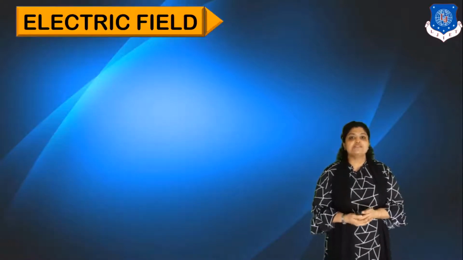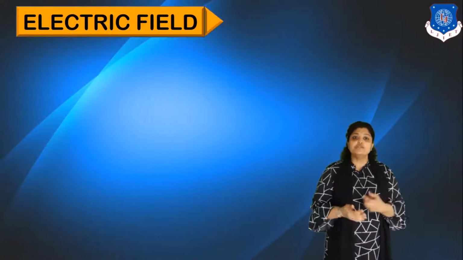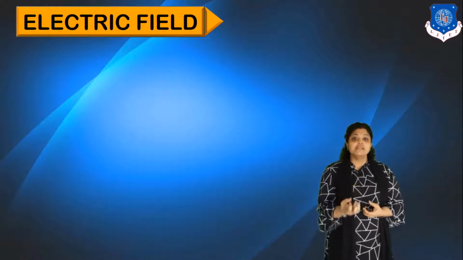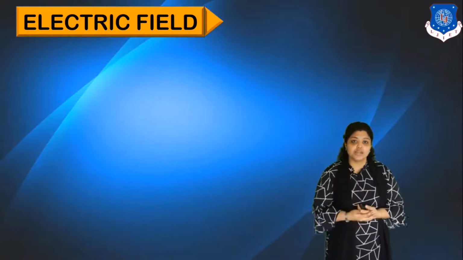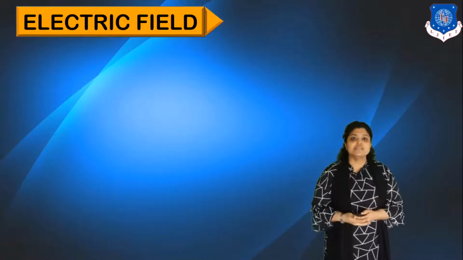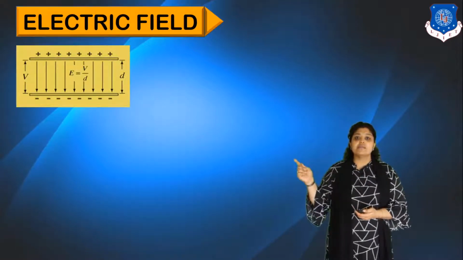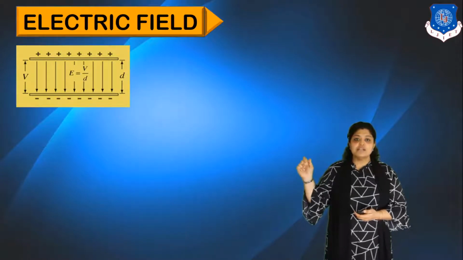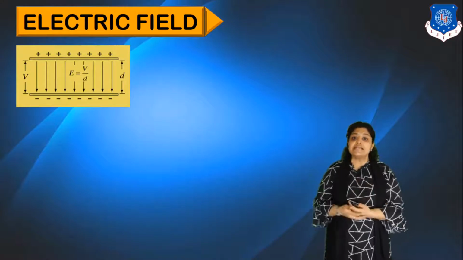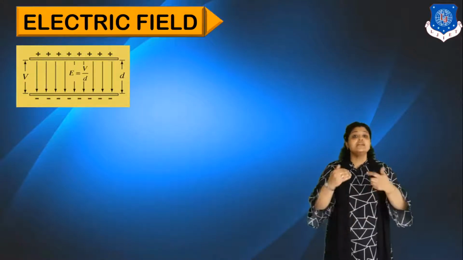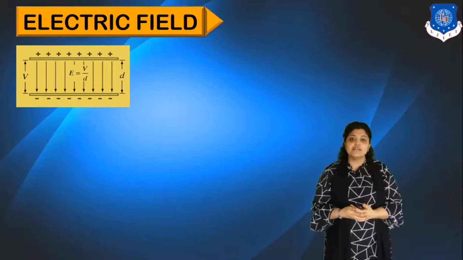Next comes electric field. Now, electric field can be explained in one or two different ways. A very common method to explain electric field is that it is the area surrounding a charged body. But the definition we are going to discuss in this particular chapter is based on this diagram. You can see in the diagram that the upper plate is positively charged, that is, it is at a higher potential, and the lower plate is negatively charged, which means it is at a lower potential. How does current flow? It always flows from positive to negative.